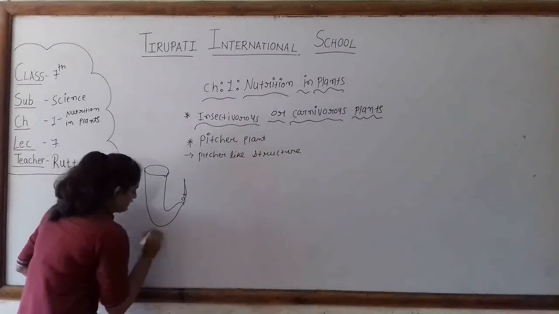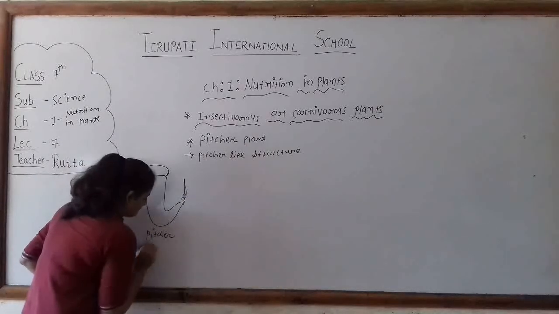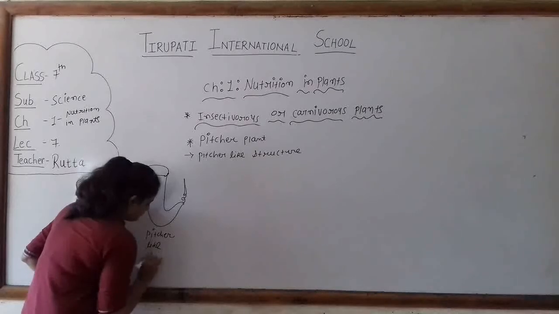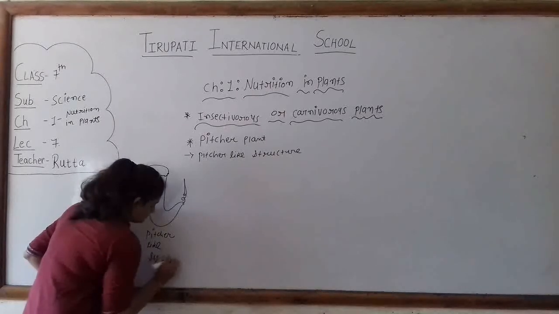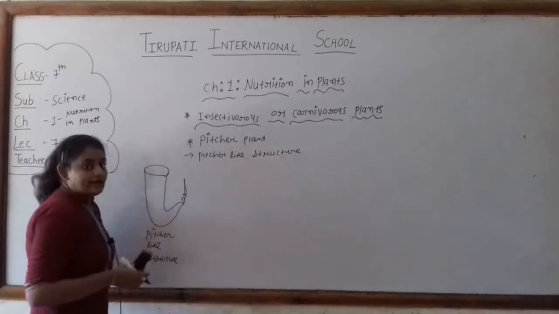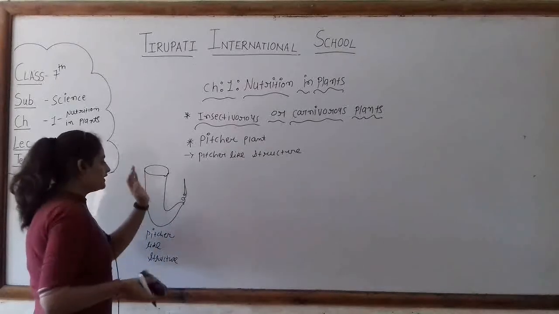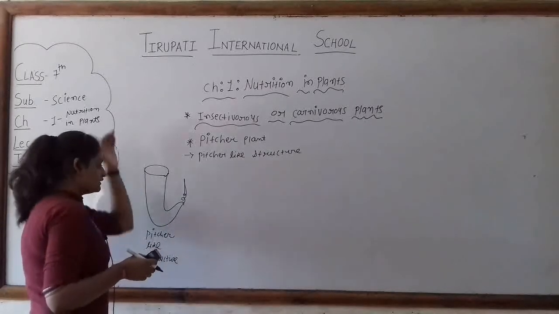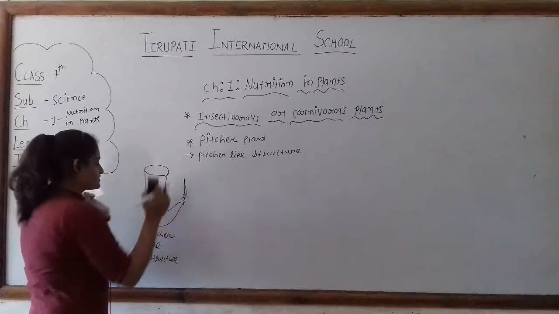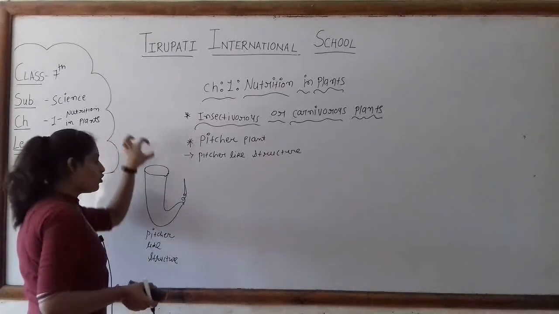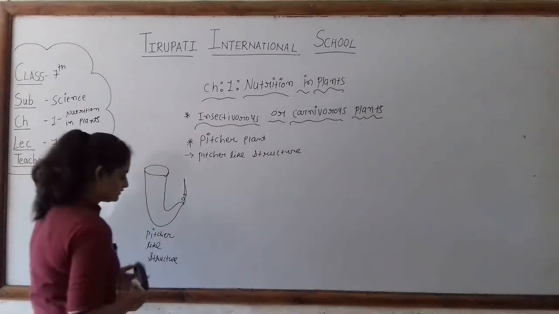These are the pitcher-like structures. In the pitcher plant, the leaf is modified in these ways. They have developed this special structure of the pitcher, through which they can grab insects.